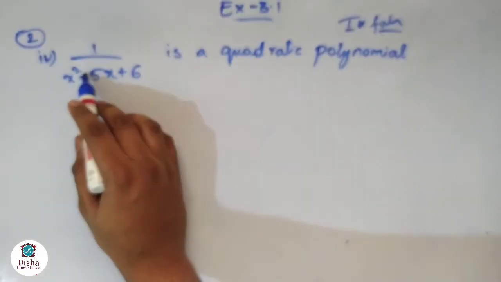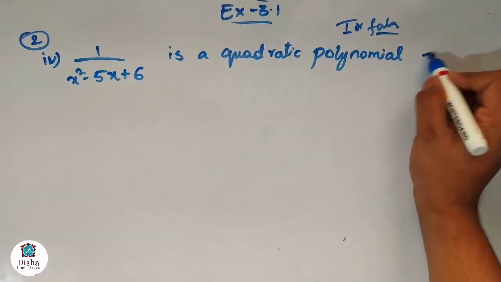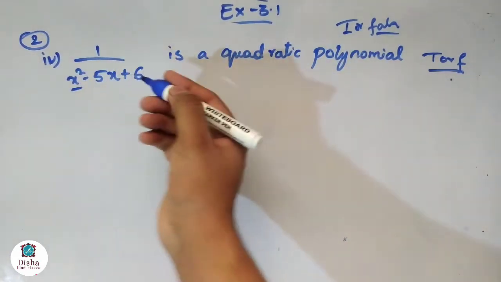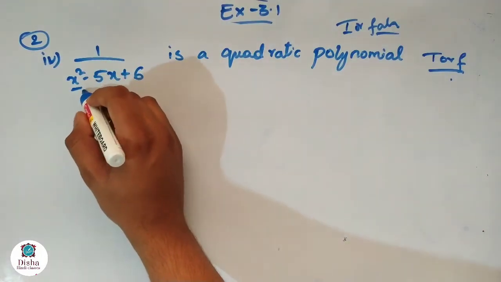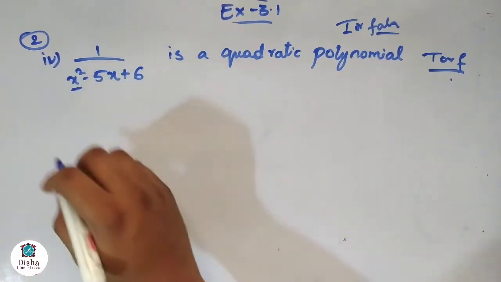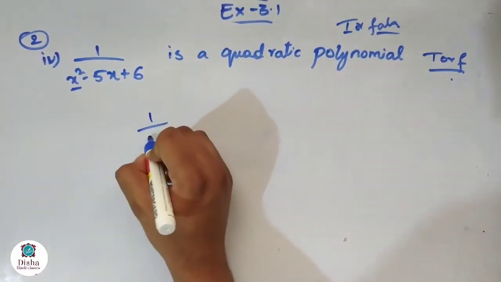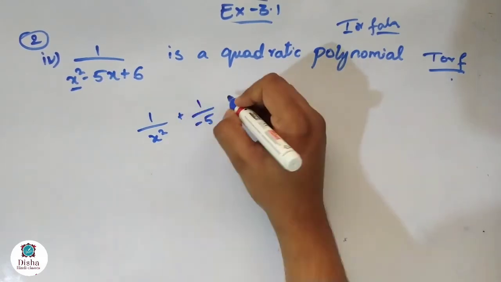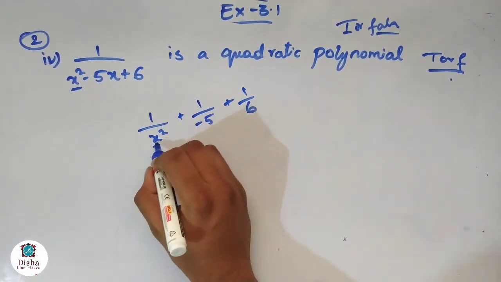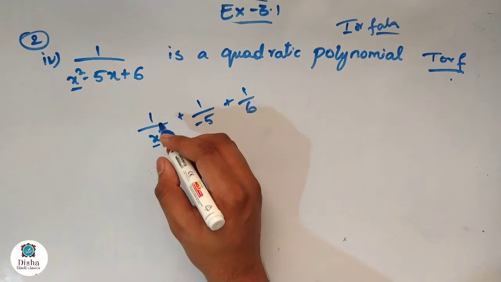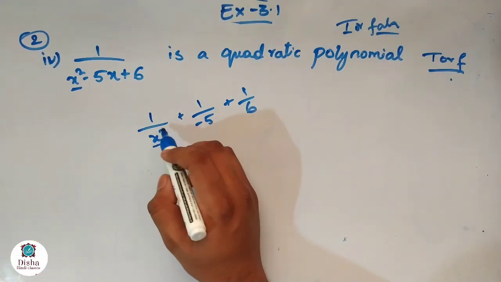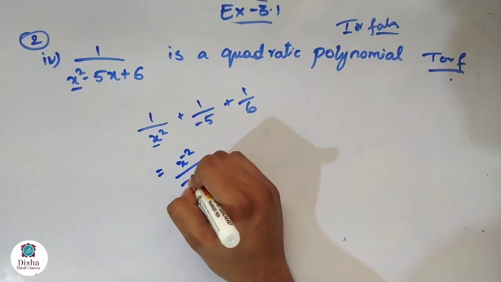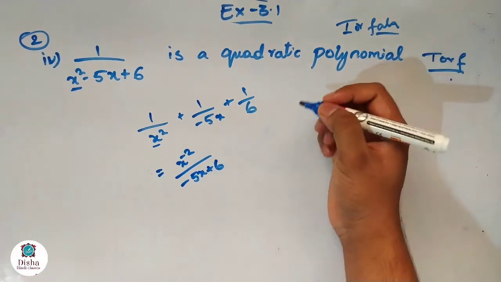But here this one, 1 by x square minus 5x plus 6 is a quadratic polynomial. State true or false. So here if you see this x square, you might think it is a quadratic polynomial, right? 1 by x square, because we have the power 2. But I'll explain. If you do it 1 by x square, then you will get 1 by minus 5 plus 1 by 6. Now you can take this x square to the numerator by the concept of real numbers, that is 1 by a power m equals a power minus m. So what you will get, x power minus 2 by minus 5x plus 6, right? So here we are getting a minus.